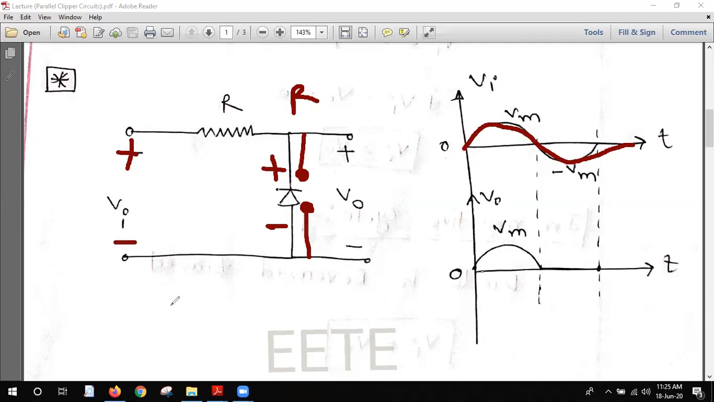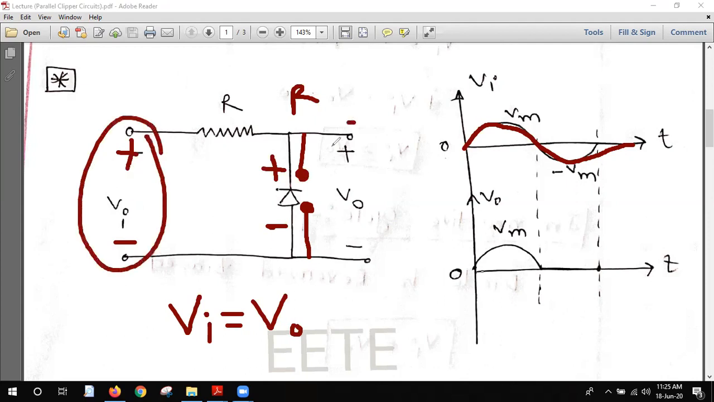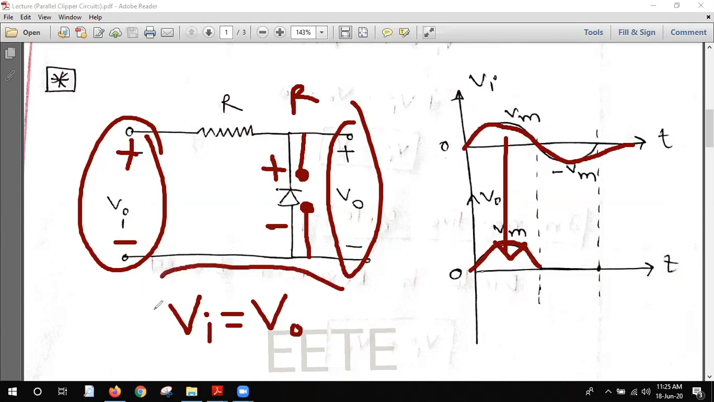I just told you that the output will follow the input. Same. When the diode is reverse biased and open circuited, at that time this input will be exactly the same as the output. So that's why you see that this is the input, and you can see the exact same replica in the output. Am I clear? If you remember this line, it will be very helpful for the rest of your understanding.